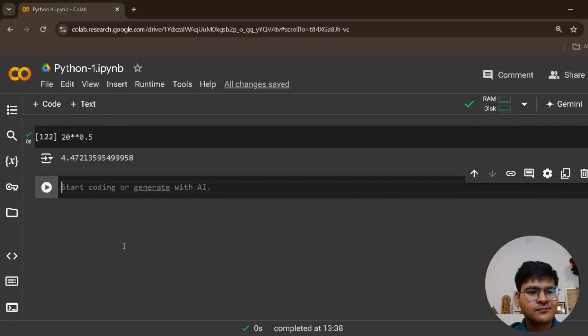Welcome back everyone. Now we'll discuss the last arithmetic operator, which is again quite new to those who are new to programming, which is the modulus operator or mod operator. Now don't confuse this with mod of maths.